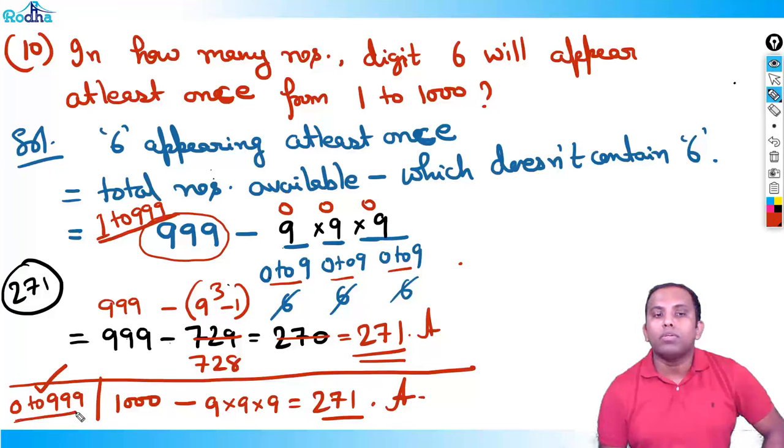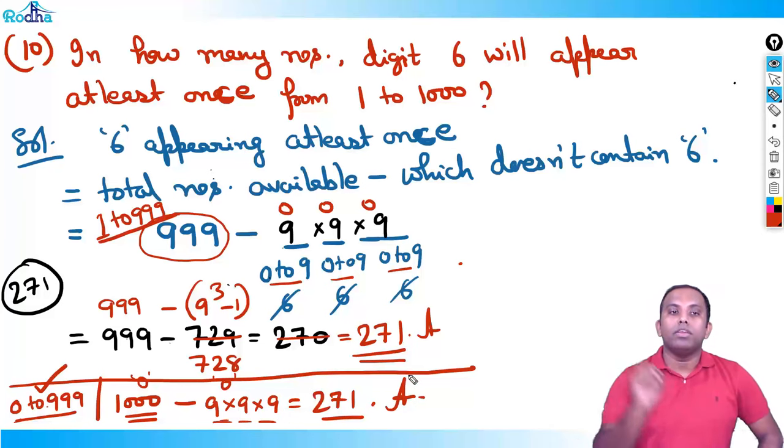So 0 to 999, how many numbers? 1000 numbers, minus 9 cube. Now in this case it contains a 0, so I should subtract a 0. No issue. So 1000 minus 729 is 271. So 271 is the answer.